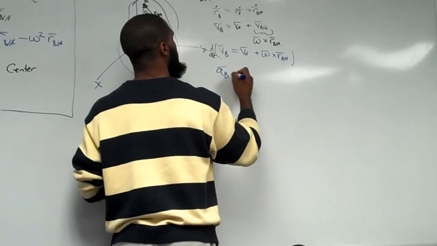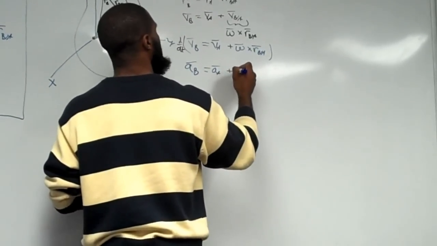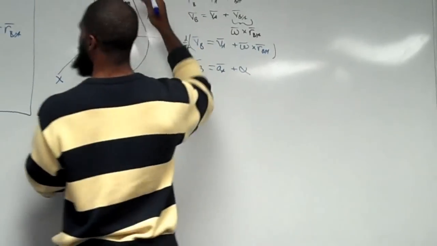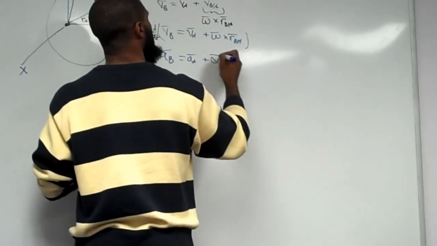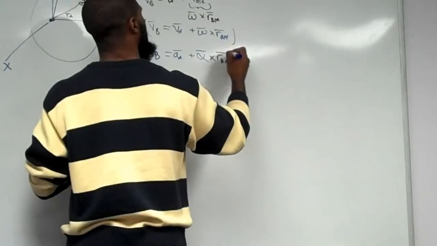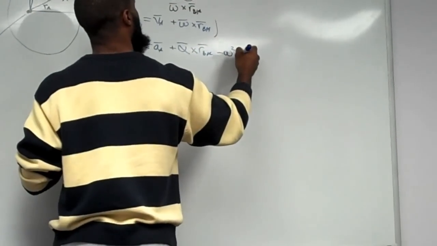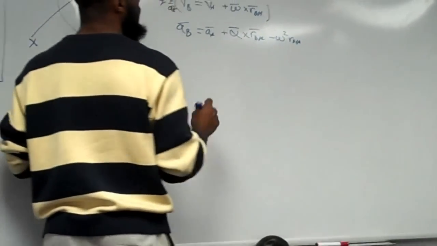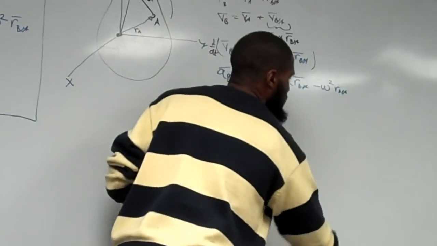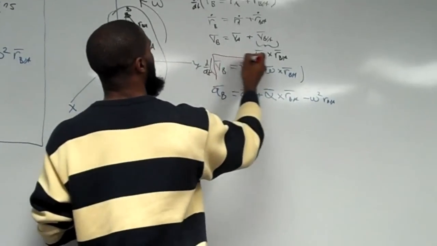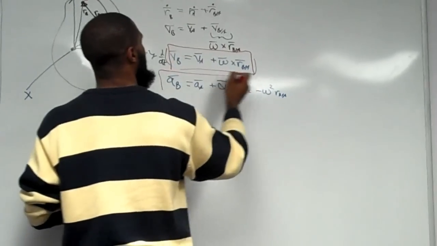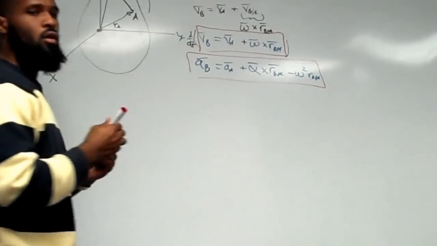Acceleration of B equals acceleration of A plus alpha, which is the angular acceleration of the body, cross R2B from A, minus omega squared R2B from A. Okay? So these are two expressions we want to hold on to. Keep them in your pocket because they are important for the example problem we're going to go over later.